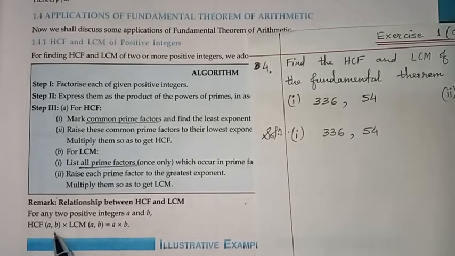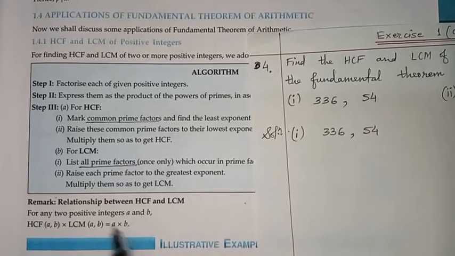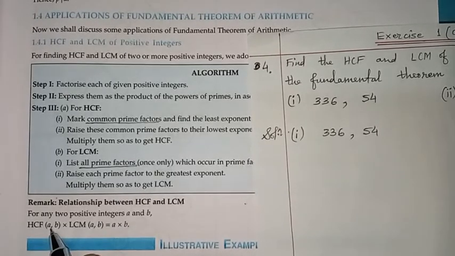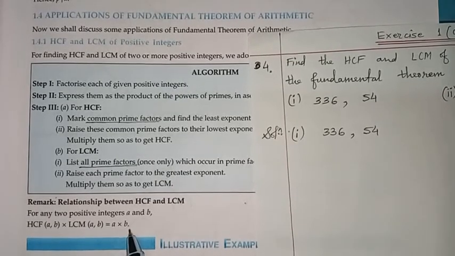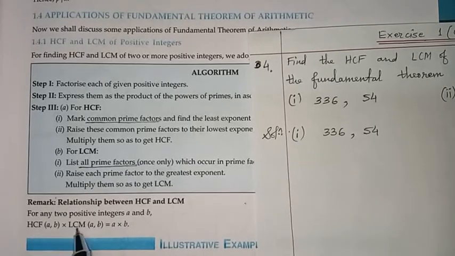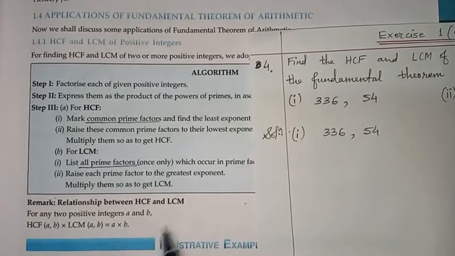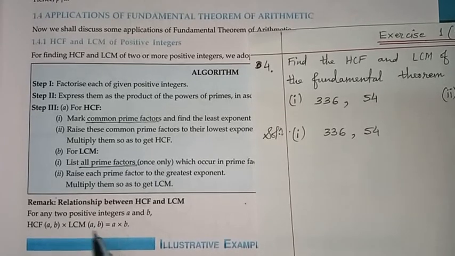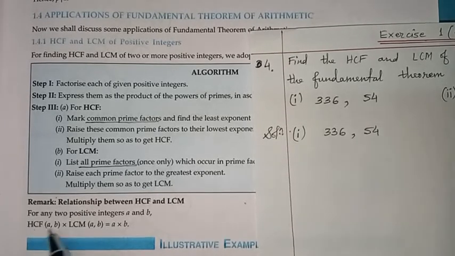That means we now have four quantities here: the HCF of those two given numbers, the LCM of those two given numbers, and those two numbers themselves. On one side you multiply the HCF and LCM of those two numbers, and on the other side you multiply those two numbers themselves. Okay, clear? You will find that these two products are always equal. It means that the product of two given integers is always equal to the product of their HCF and LCM.